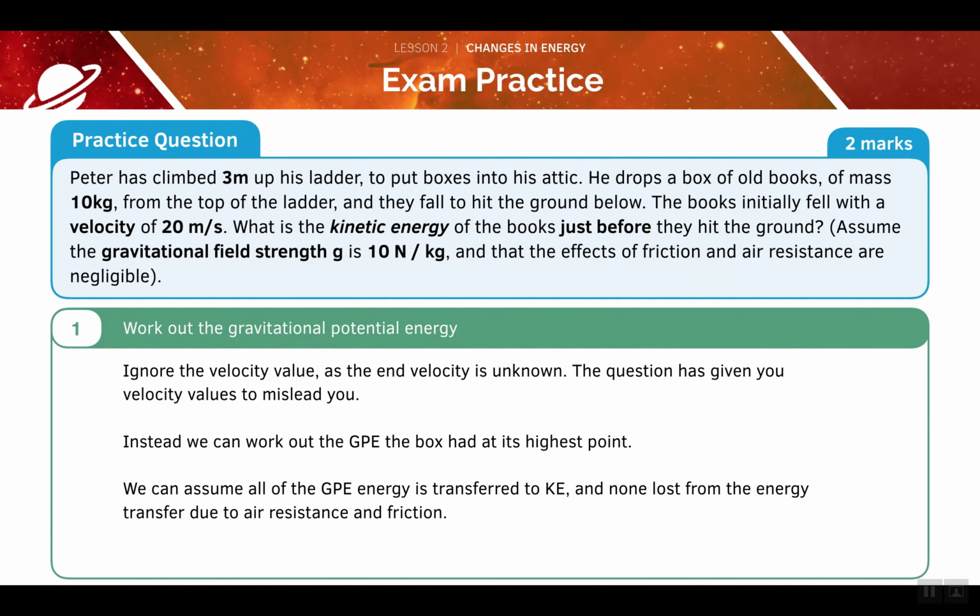Previously in this section, we've mentioned that when an object falls from height, all their GPE is converted into kinetic energy. This can be applied here, since we've said in the question that the effects of friction and air resistance are negligible. We can therefore use our equation for GPE to find that it's equal to 300 joules. This GPE value will be equal to the kinetic energy.